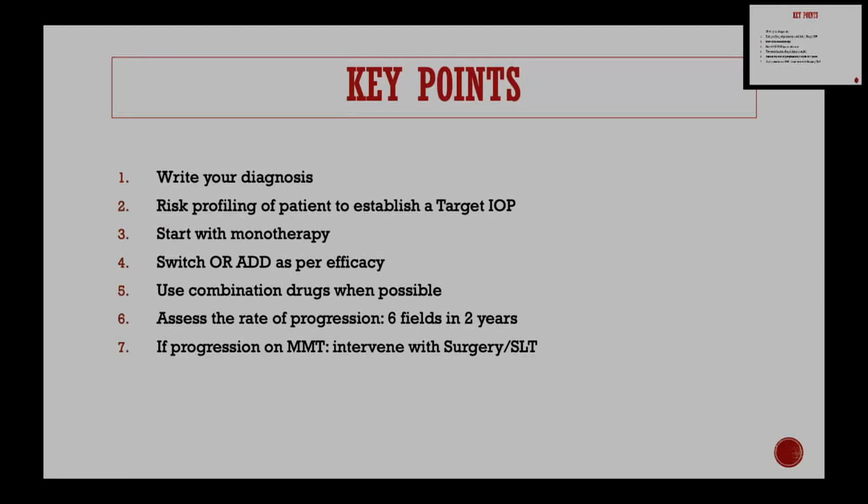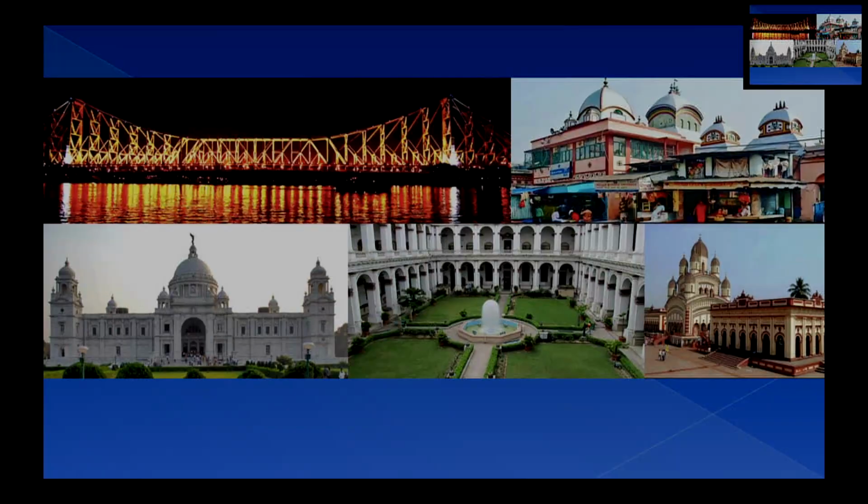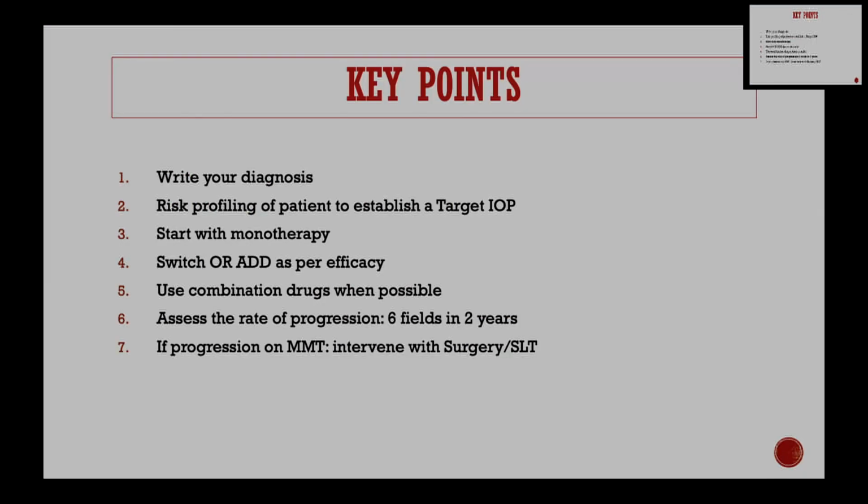So just to summarize, just key points, always write your diagnosis before treating your patient, do a risk profiling, then you can set a target intraocular pressure better. Always start with monotherapy. Now with the triple drug coming up, a lot of times there's a temptation to start 3 drugs. Never do that. Always start with a single drug, see the response, and then you add medication. Switching or adding, we've already discussed. Combination drug wherever possible. And if the patient is progressing on maximum medical therapy, consider going for SLT or a surgery.